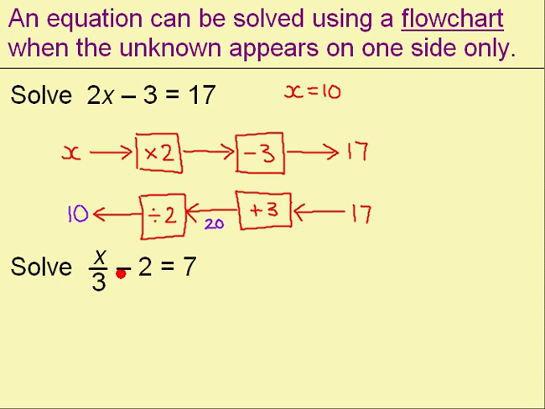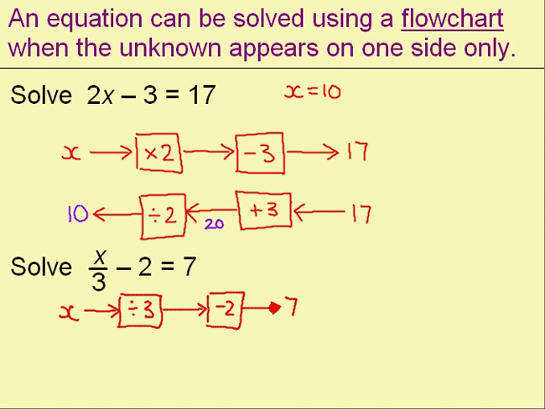Now this equation looks more difficult, but I can solve it using the same method. So I start off with the x, and I say, what's the first thing that's happened to that x? Well, it's been divided by 3, that's what this means here. Then, what's the next thing that's happened? -2, so I put that in there. And that gives me 7.